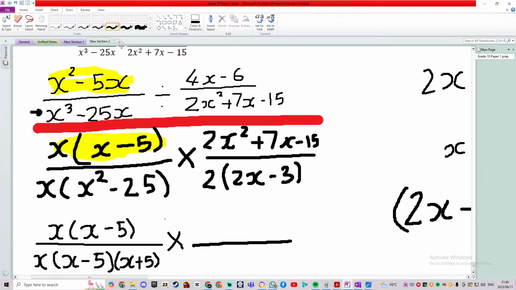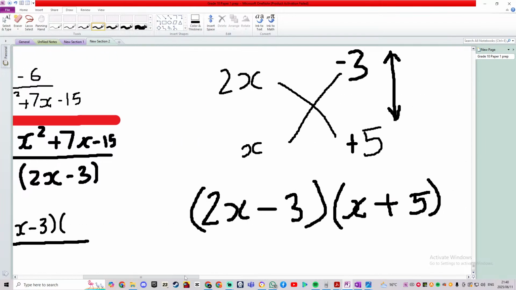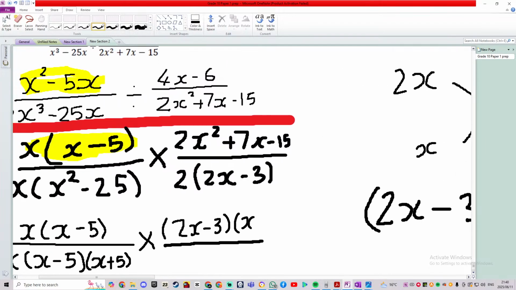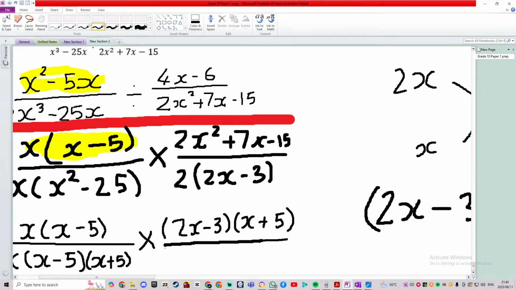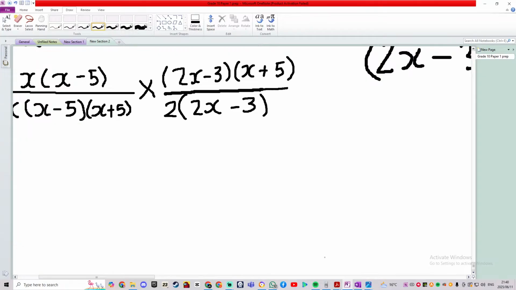So here it is: 2x minus 3 and x plus 5. You can already see a lot of cancellations happening here. When you see that, you can smile. If I don't see anyone smiling in the exam, then I know no one is cancelling anything.